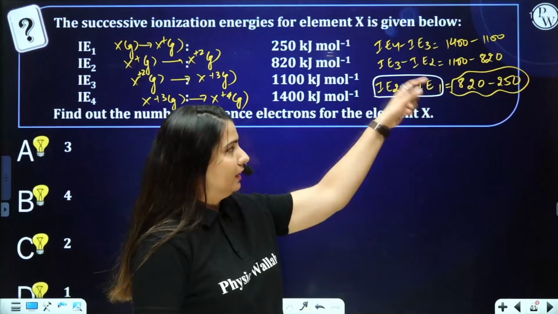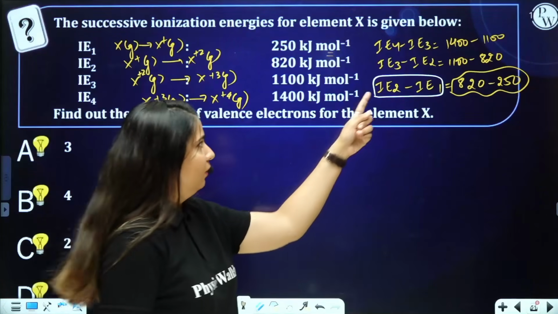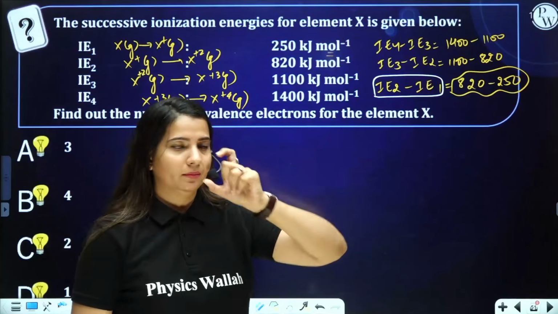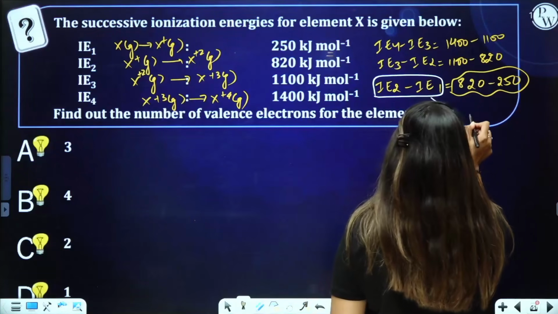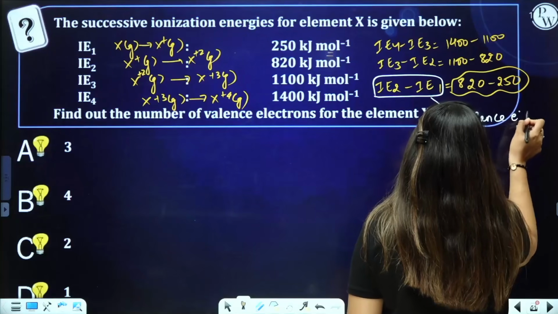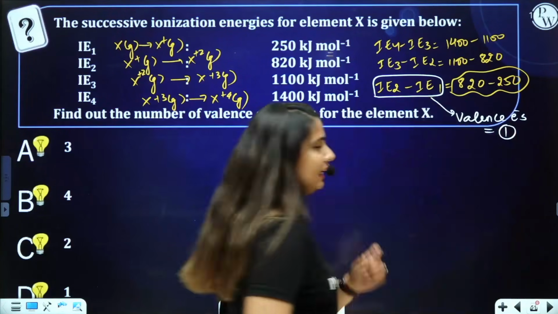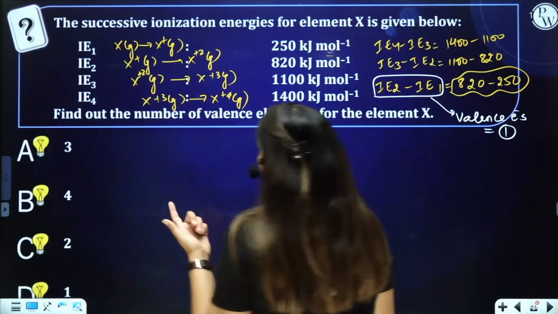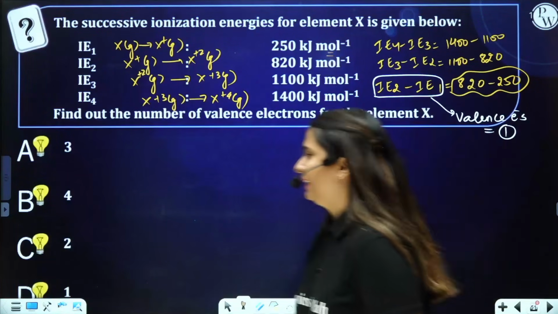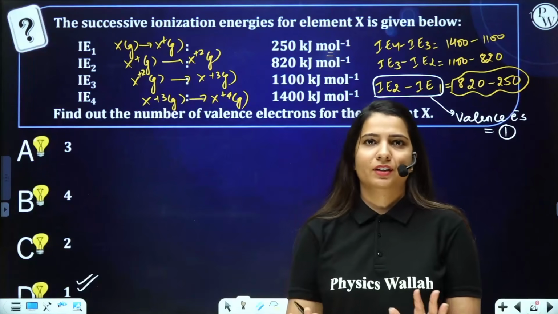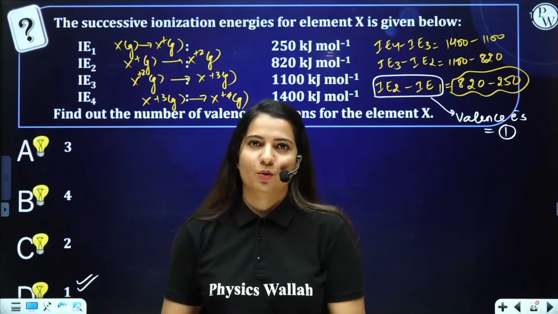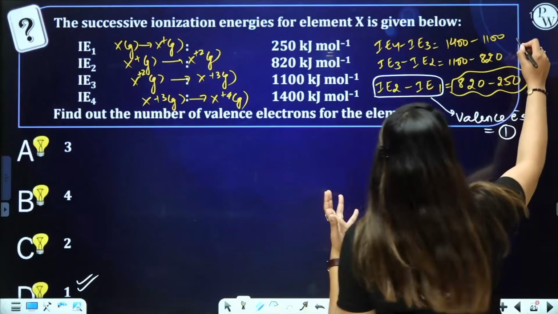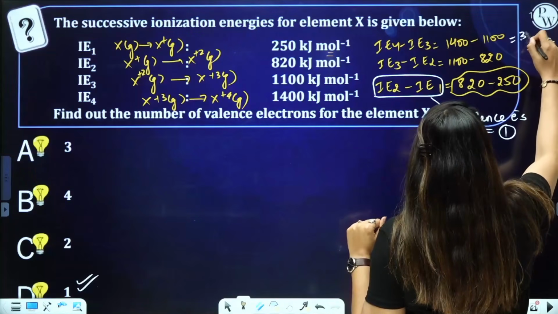The smaller the number, you have two numbers over here. One is IE2 and one is IE1. The smaller number is IE1. That means it has valence electrons equal to 1. Okay. So what will be the answer? Find out the number of valence electrons for the element X. The answer will be 1. Just this much you have to do in this respective question. So the valence electrons will be 1. You can calculate the difference. This is coming out to be 300.